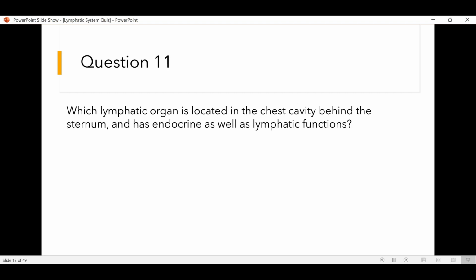Question 11. Which lymphatic organ is located in the chest cavity behind the sternum and has endocrine as well as lymphatic function? The spleen, the thymus, the tonsils, or the appendix?